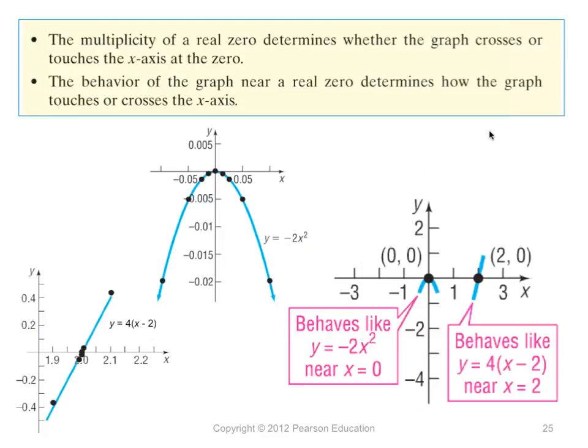Okay, now the multiplicity of a real 0, we already determined that it helps us decide if the graph crosses or touches there. The behavior near the real 0 also determines how the graph touches or crosses. So it gets a little more specific, and shows you exactly what it looks like right there.